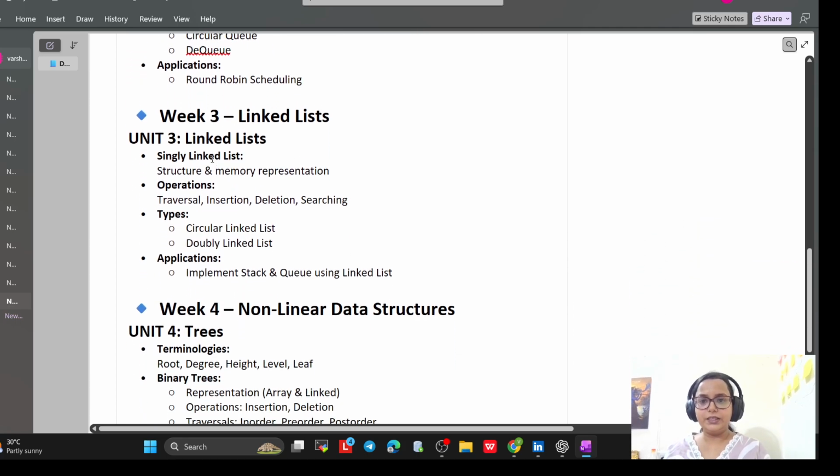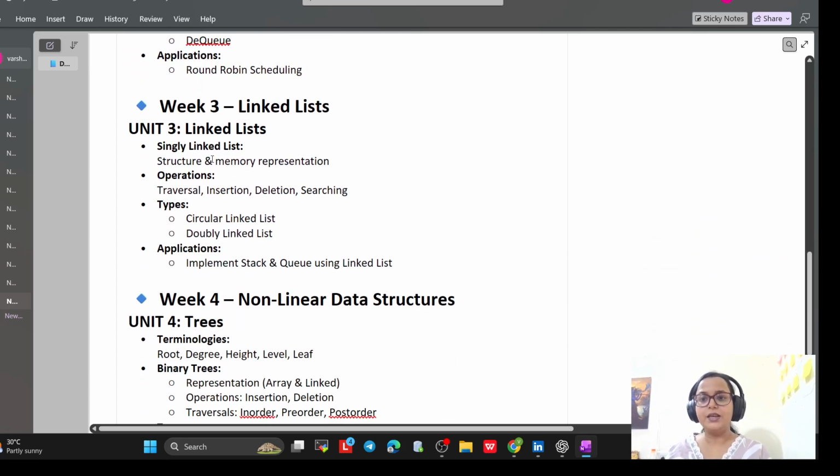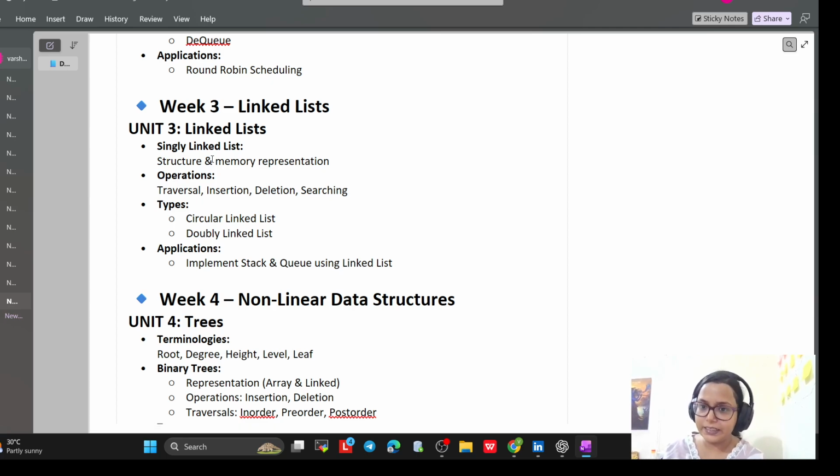Coming to week 3, that is linked list. So in linked list we are going to discuss about singly linked list. In singly linked list, we are going to discuss about structure and memory representation of the data. And we are going to perform the operations like traversal, insertion, deletion, searching. And the types will be circular linked list, doubly linked list, and application if you are talking about. So we will implement stack and queue using linked list.